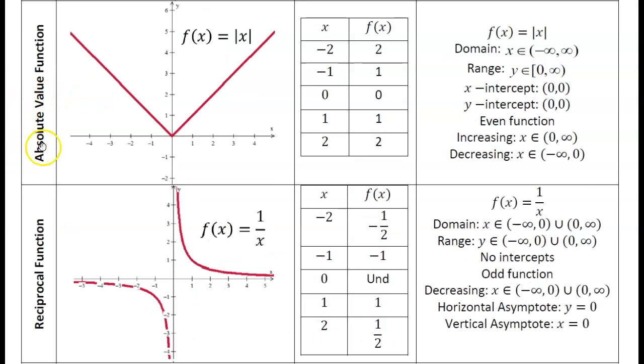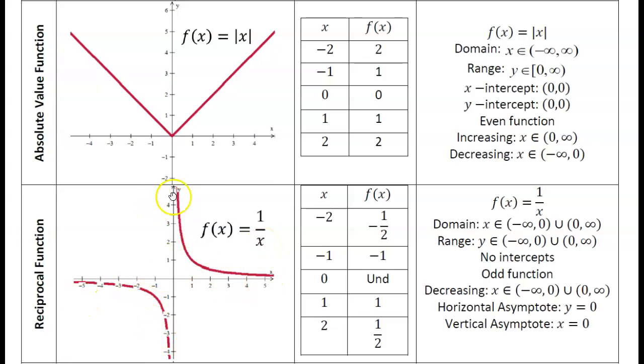And finally, on our list, we have the absolute value function, which looks like a v. Here is the equation for the absolute value of x, which of course takes in x values and makes them positive, right? And here's the equation and some of its properties. And the reciprocal function, f of x equals 1 over x, is this function here.